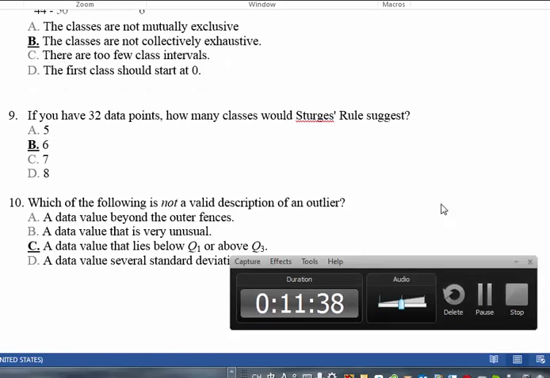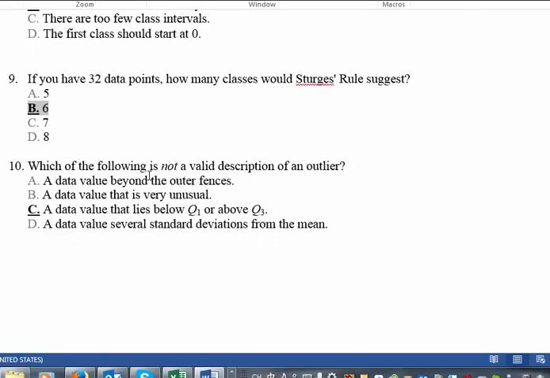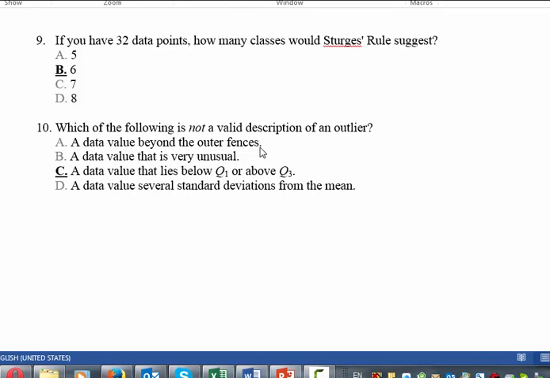Okay. Now let's go to question number 10. Which of the following is not a valid description of an outlier? A, a data value beyond the outer fences. We know that is an outlier, right? So therefore it's not the answer. B, a data value that is very unusual. This statement is kind of vague, but it is a description of an outlier. So it's not the answer.